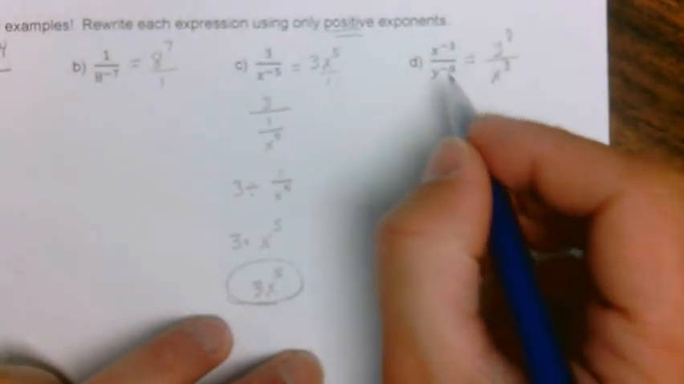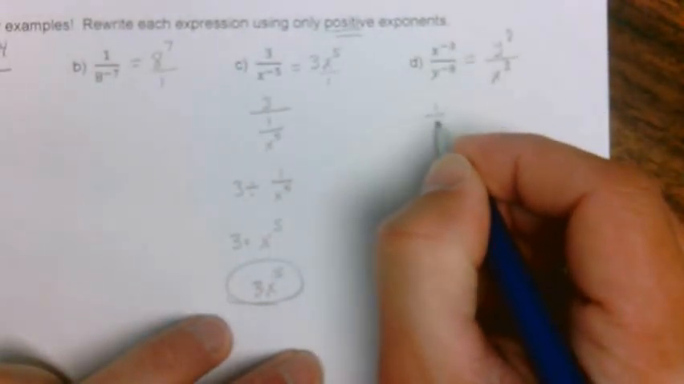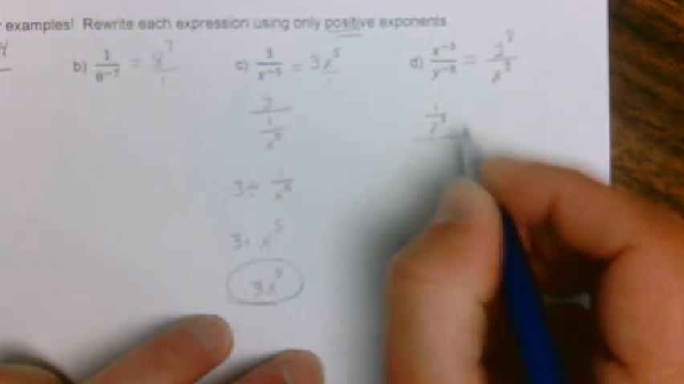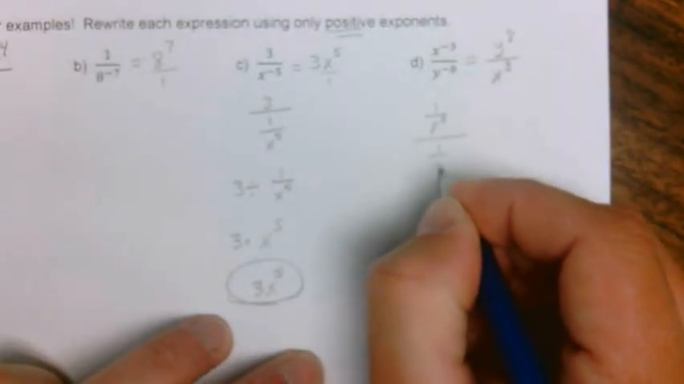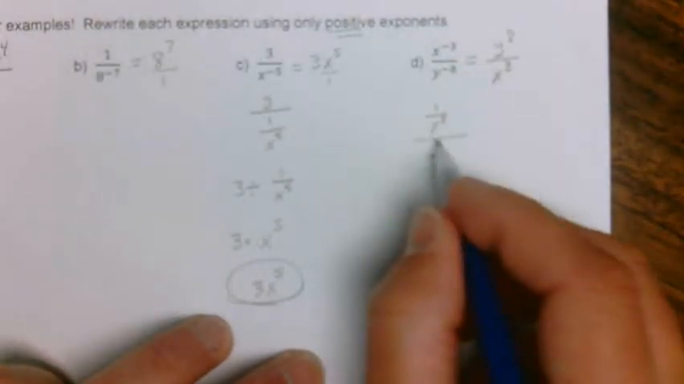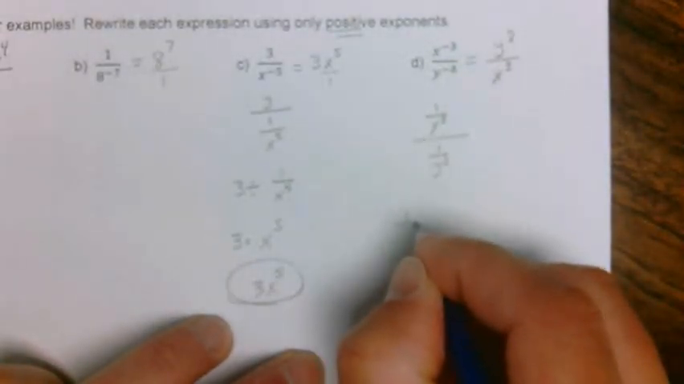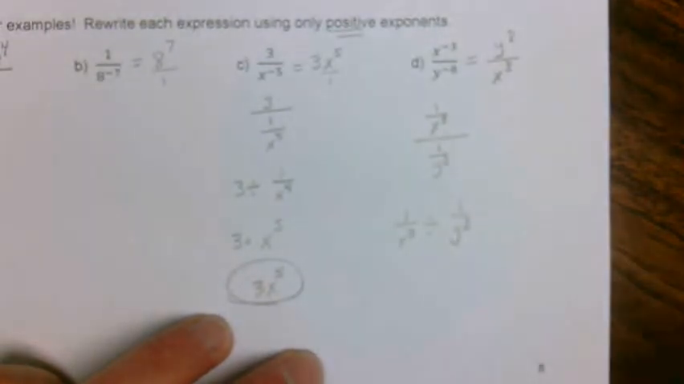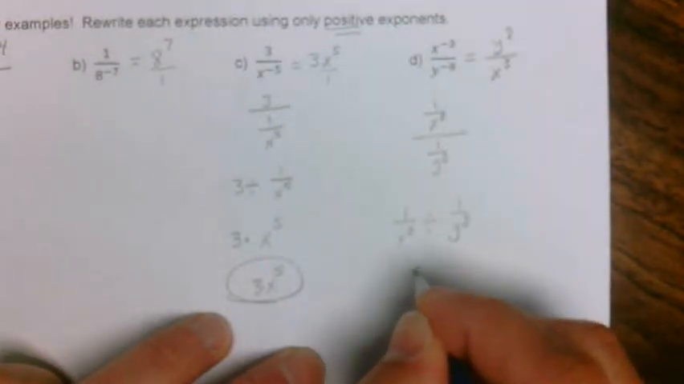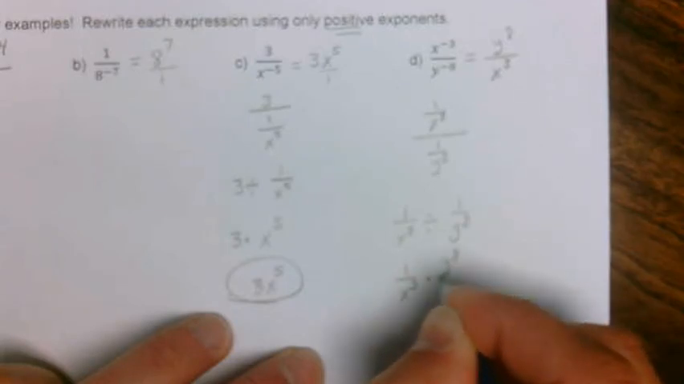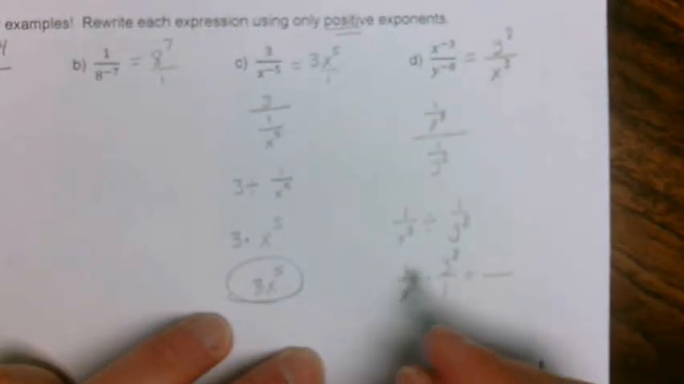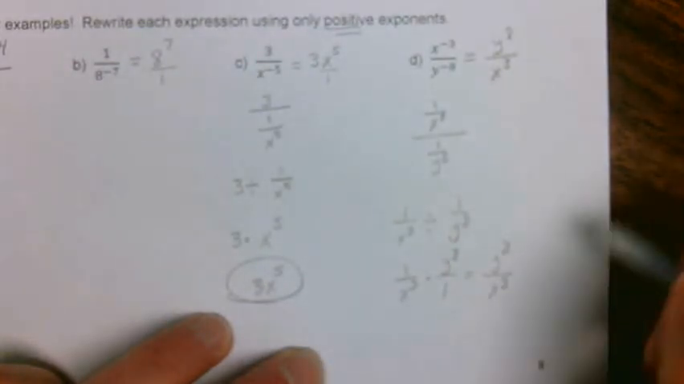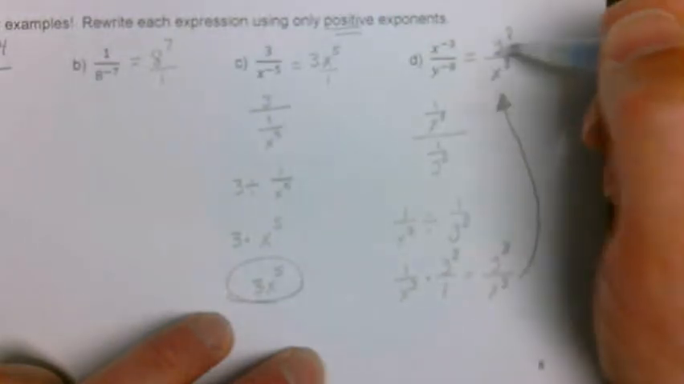And again, we can prove that. x to the negative third is 1 over x to the third, over y to the negative eighth is 1 over y to the eighth. So when we evaluate this complex fraction, 1 over x to the third divided by 1 over y to the eighth, I'll now multiply by the reciprocal. So I'm going to have 1 over x cubed times y to the eighth over 1. And then 1 times y to the eighth is y to the eighth. x cubed times 1 is x cubed. And that again agrees with what we have there.